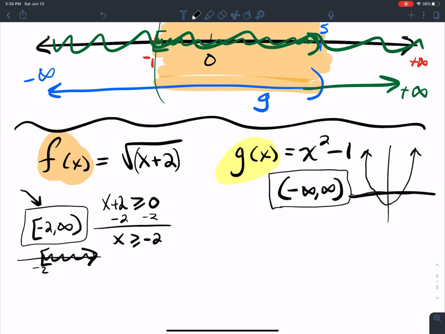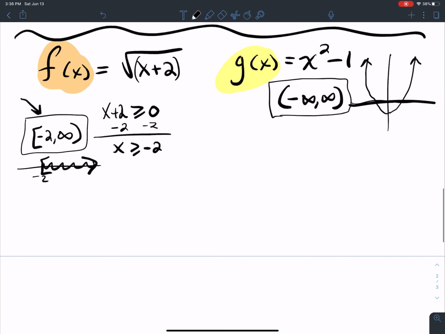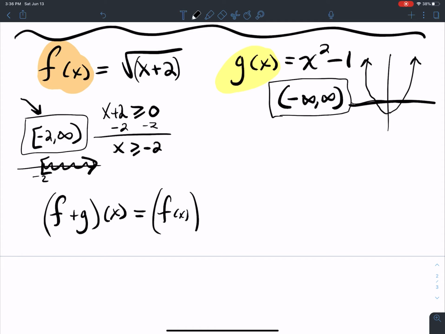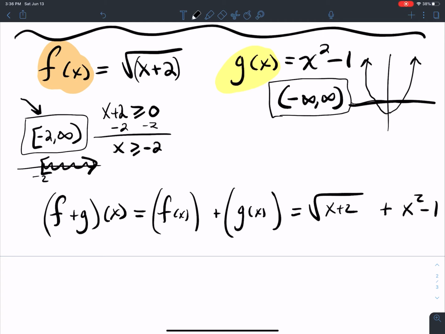So let's try to figure out the new function and then look at its domain. So f plus g of x. So f plus g of x is f of x plus g of x. So what is this equal to? This is the square root of x plus 2, and then plus x squared minus 1. Now, I can't combine this piece with that piece, and neither one of those are constant, so I can't combine anything with that negative 1. So that's as simplified as you can get it.